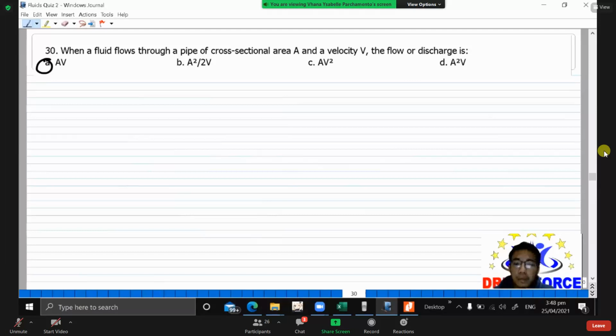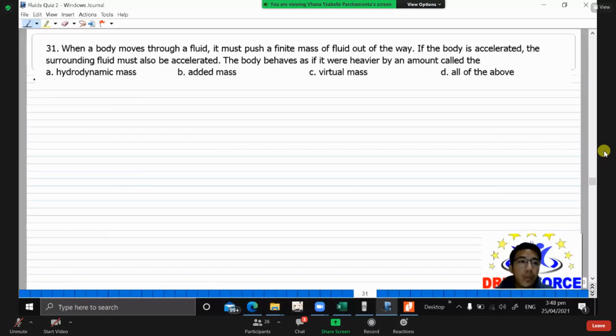Okay, next number 31. When a body moves through a fluid, it must push a finite mass of fluid out of the way. If the body is accelerated, the surrounding fluid must also be accelerated. The body behaves as if it were heavier by an amount called K. That is your hydrodynamic mass. But hydrodynamic mass can also be called added mass or a virtual mass. Therefore, the answer, all of the above.